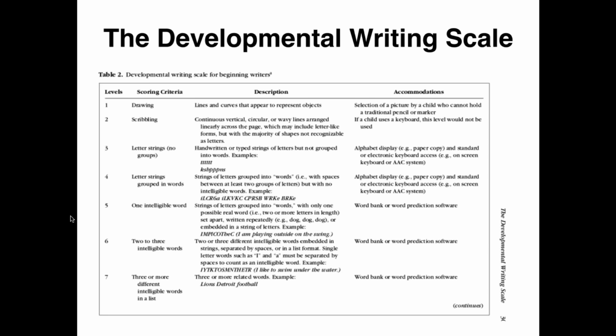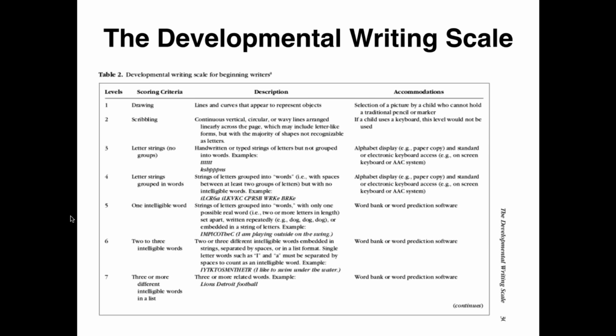The first level of the developmental writing scale, and if you simply Google the developmental writing scale, it's been posted free online, I think on academia.com. I can upload it to the Facebook group, but it's a peer-reviewed, tested, validated tool, so feel confident using it. And the first level looks at drawing. So is the student using lines and curves in a way that appear to represent objects?